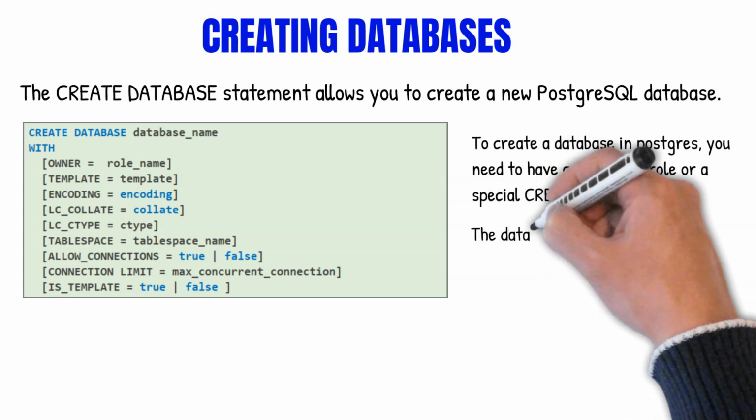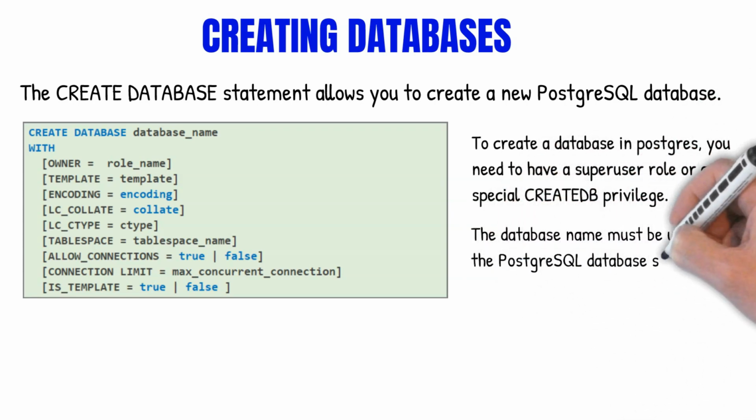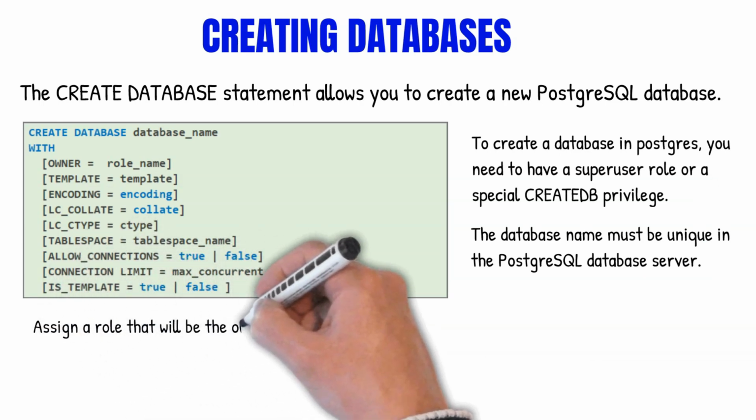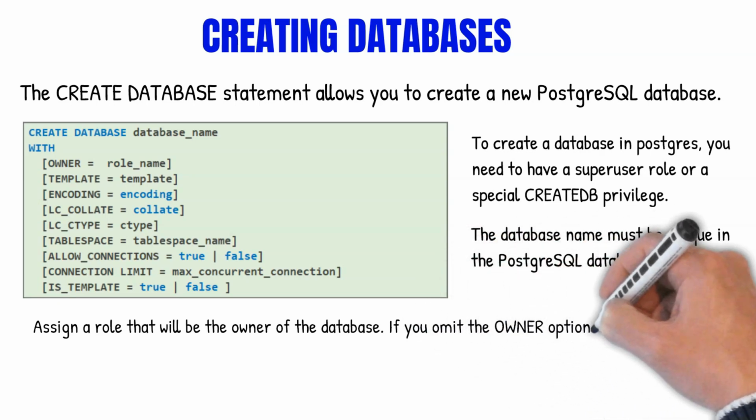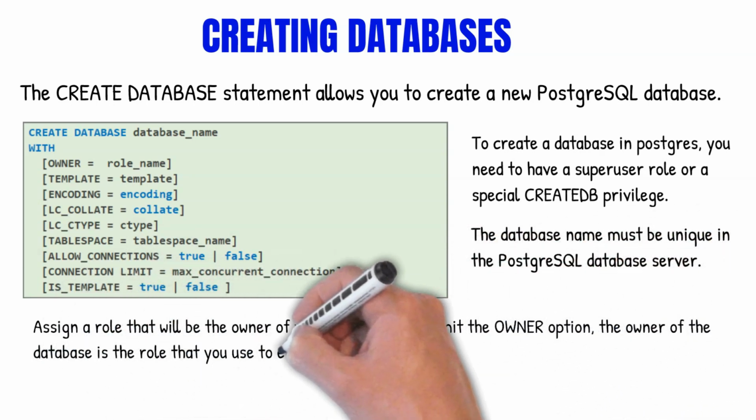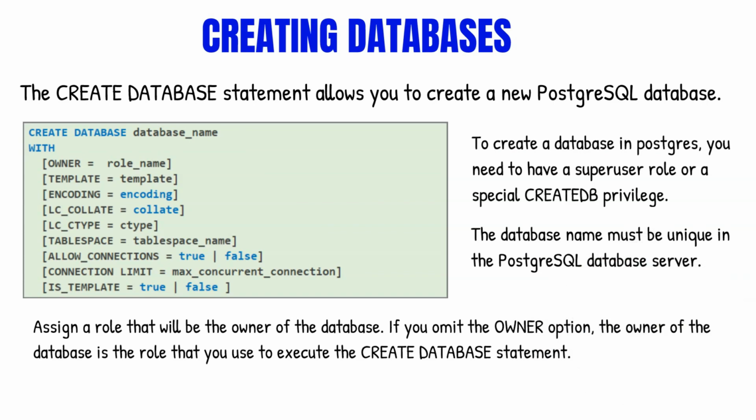When creating a database, the name must be unique. If not, Postgres will throw an error. When creating a database, assign a role that will be the owner of the database. If you omit the owner option, the owner will be the role that you use to create the database. Also specify a template database from which the new database is created. By default, Postgres uses the template1 database as the template database if you don't explicitly specify the template database.